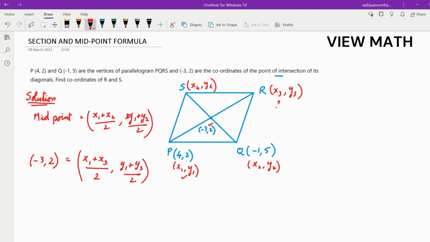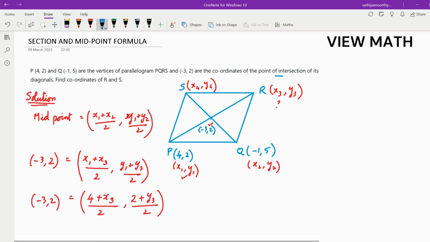Now let me substitute it. x1 is 4, so I'm substituting 4 plus x3, which I have to find out, divided by 2. y1 is 2 plus y3, which I have to find out, divided by 2. So the midpoint is minus 3, 2. Let me equate the x coordinates and the y coordinates to find out x3 and y3.